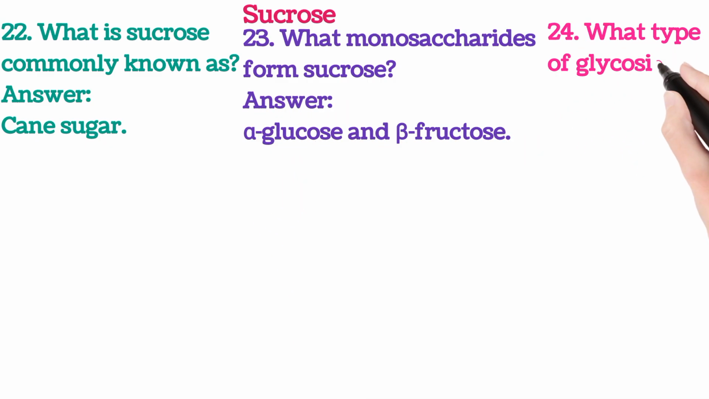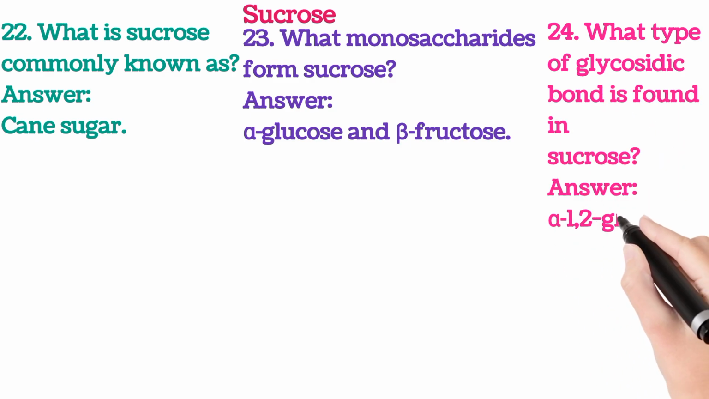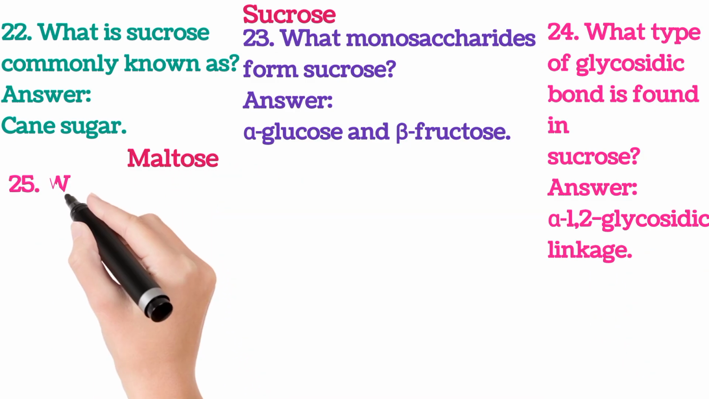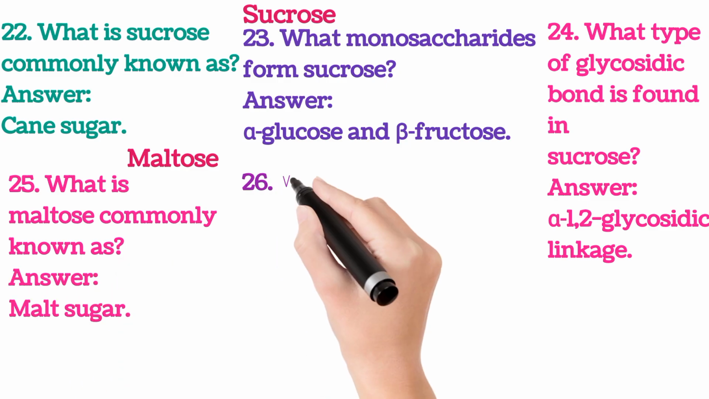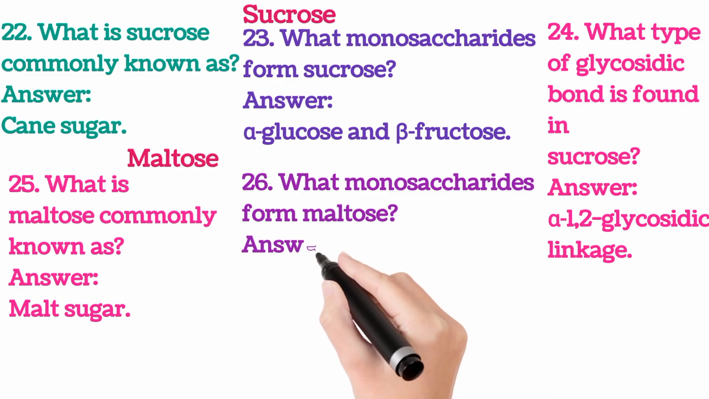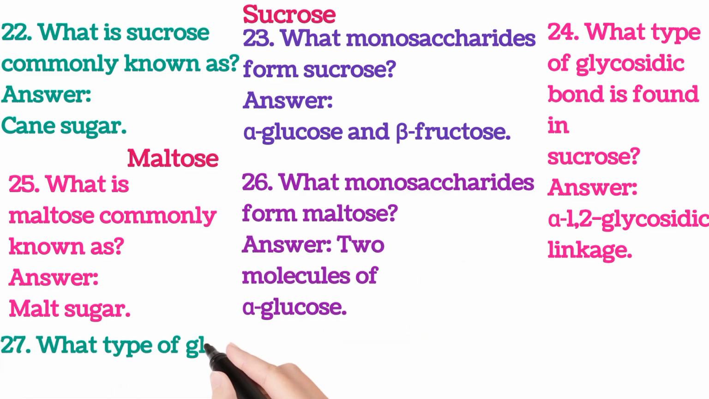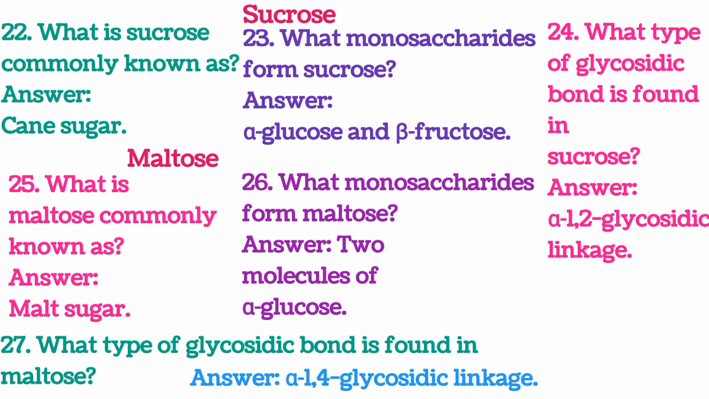24. What type of glycosidic bond is found in sucrose? Alpha 1,2 glycosidic linkage. Maltose. 25. What is maltose commonly known as? Malt sugar. 26. What monosaccharides form maltose? 2 molecules of alpha glucose. 27. What type of glycosidic bond is found in maltose? Alpha 1,4 glycosidic linkage.